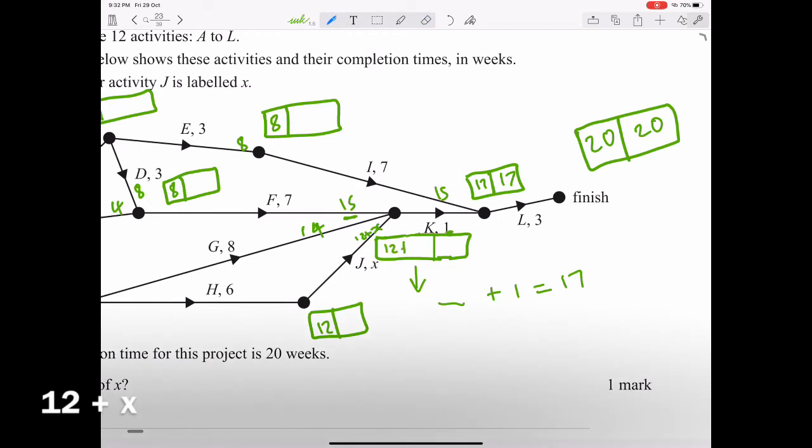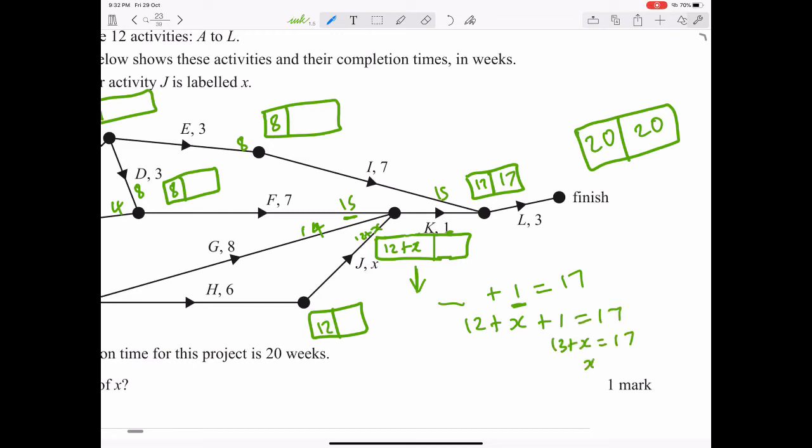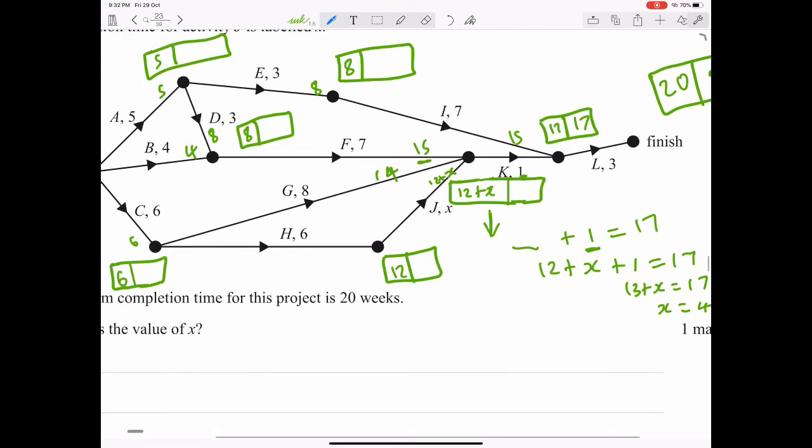So 12 plus k will go into this box, and from there we can determine what the value of x is. So 12 plus k plus 1 over here equals 17. So 13 plus k equals 17. K equals 4. So therefore the value of k is 4.